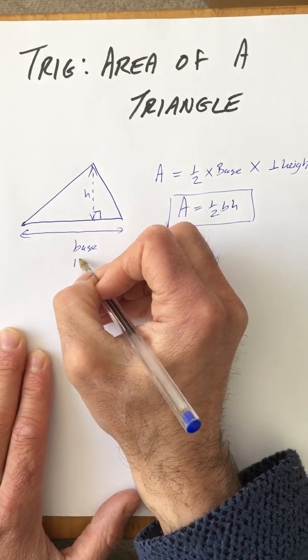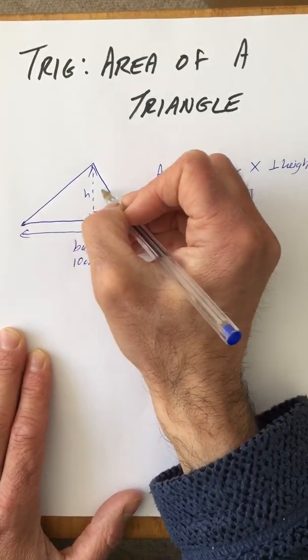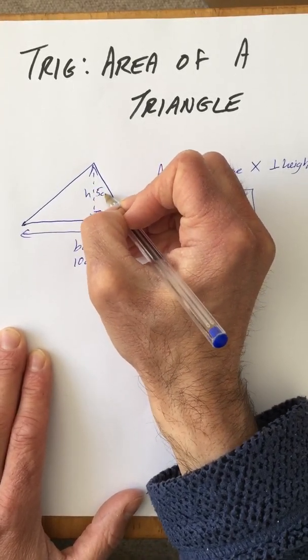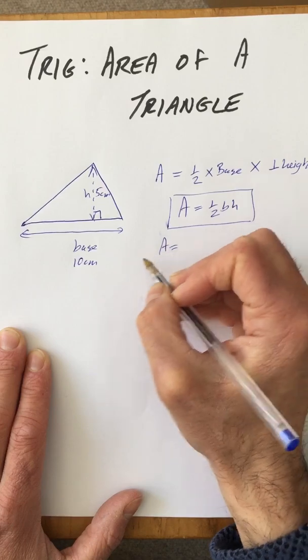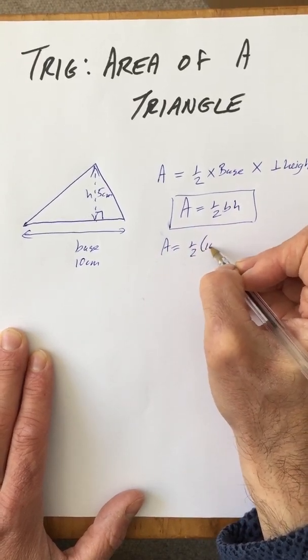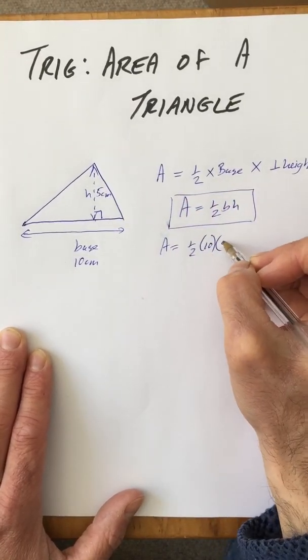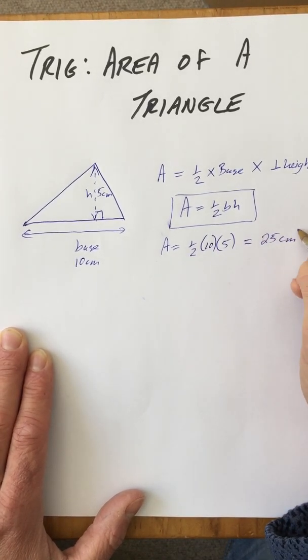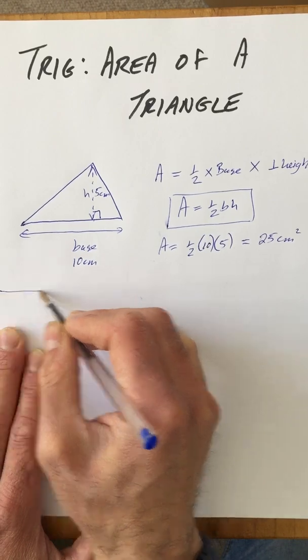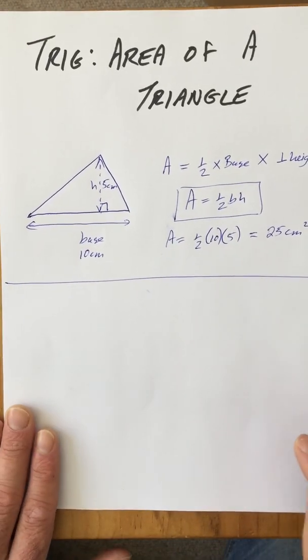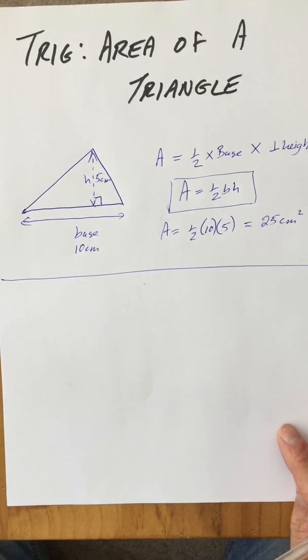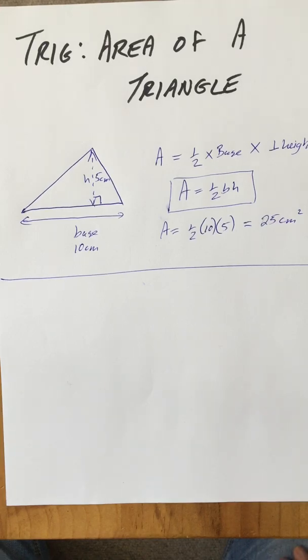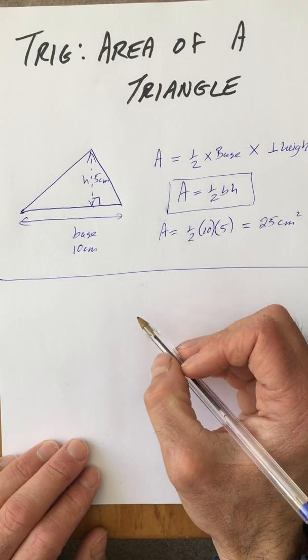So for example, if this base is 10 centimeters long, and this height here was 5 centimeters, the area of this triangle would be half the base, half of 10, multiplied by the height, which is 5. And when you do that in the calculator, you get 25 centimeters squared. That's one method. The other method that you would have learned is in coordinate geometry, but you guys haven't done that yet, so we'll leave that for now.